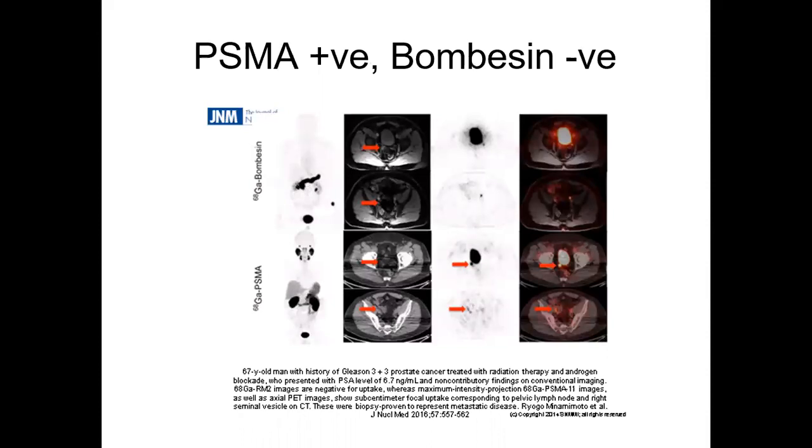And this is another patient where you can see very nicely the tumor. In this case, they're divided top and bottom. So this is the bombesin and this is the PSMA. You can just about see the primary, but you can see it much more clearly here with the PSMA.